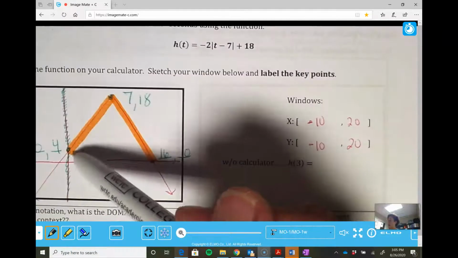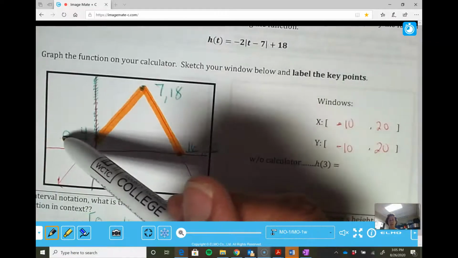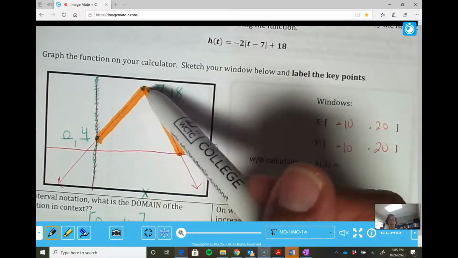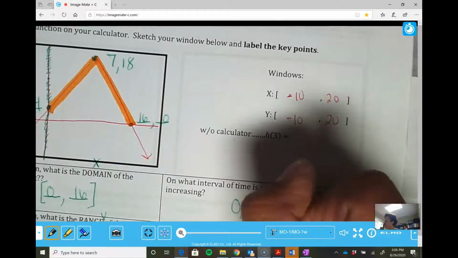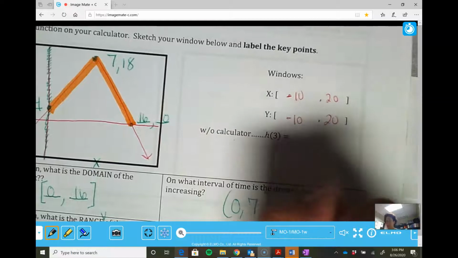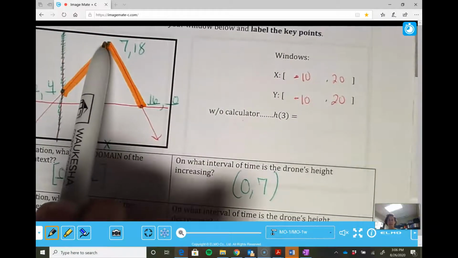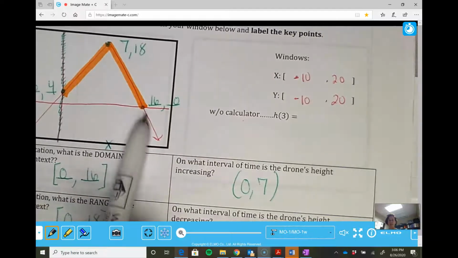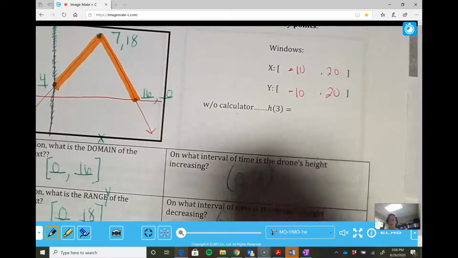So again, we've got our increasing and our decreasing, and we'll use our x values. So it starts at 0 until it hits 7. So it's increasing from 0 seconds to 7 seconds with parentheses. Where is it decreasing? It starts decreasing at 7 seconds until it hits the ground at 16 seconds. So again, always the x value.